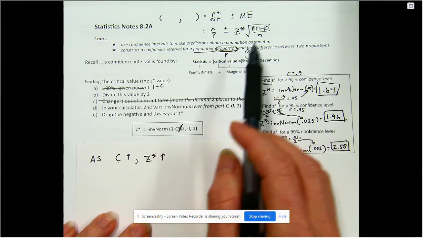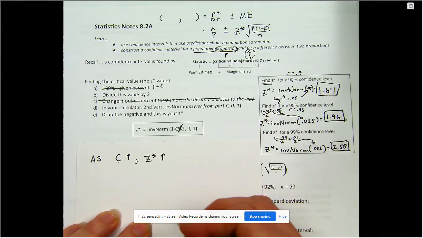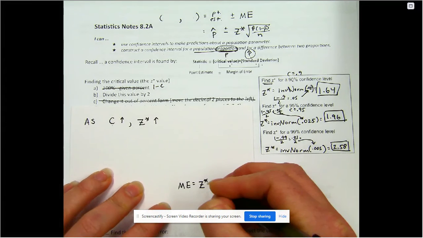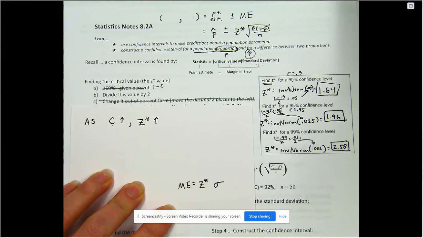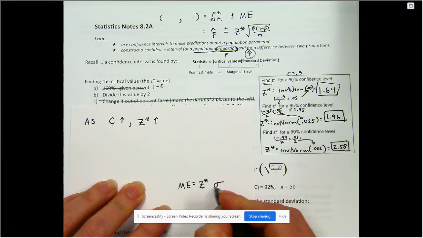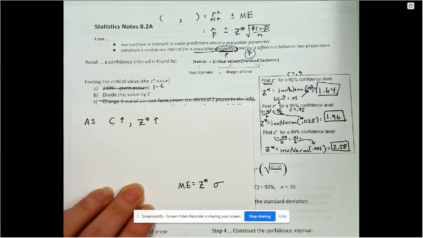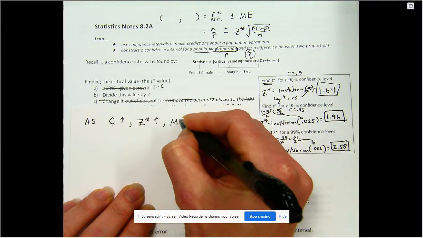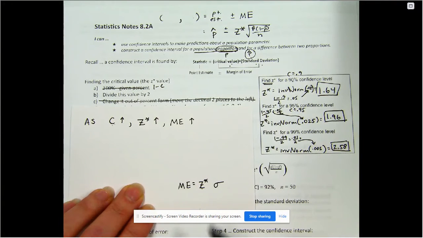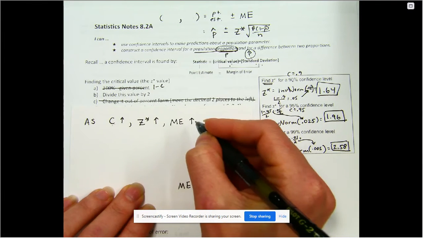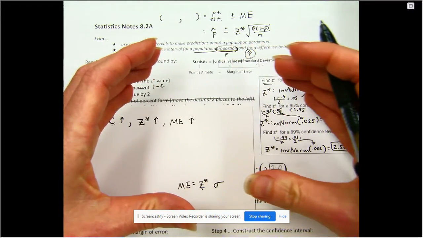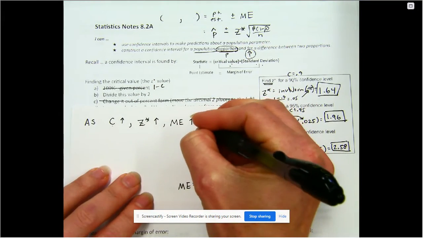And I want you to consider your margin of error. Remember that your margin of error has 2 parts, a critical value and your standard deviation. So if either one of these things increases, the product must increase. So if confidence level goes up, then your Z star gets bigger. And if Z star gets bigger, your entire margin of error must get larger as well, right? Because one of your factors is getting bigger. And if our margin of error gets bigger, we found that our whole interval got wider.